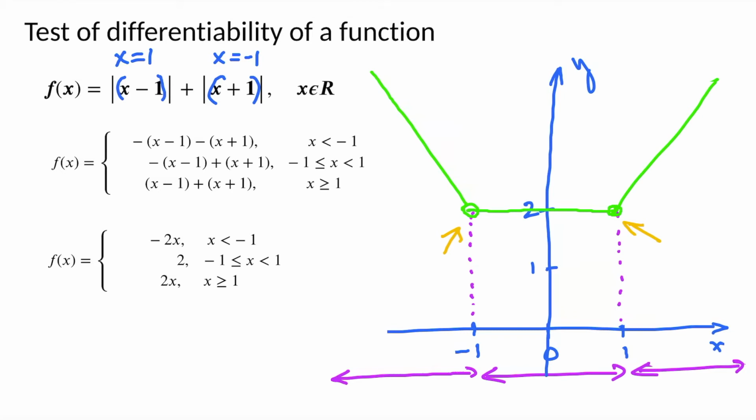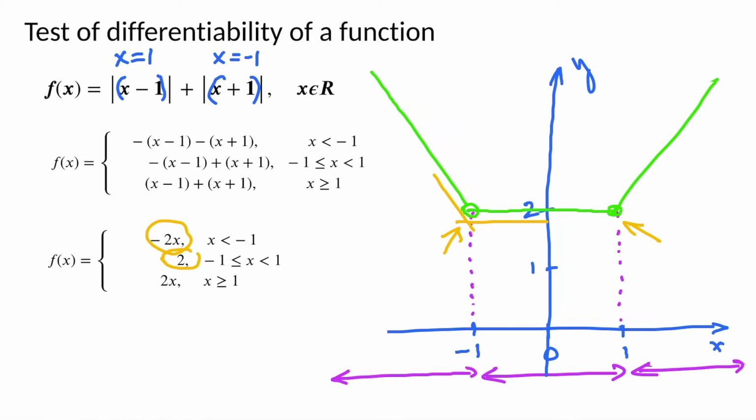Why do we say that? Because as we approach minus 1 from the left hand side, we get a slope of minus 2. That's what we have here, right? Whereas if we approach minus 1 from the right hand side, we get a horizontal flat slope of the tangent to this green curve, which is the slope of 0, which is the differential of this constant 2. So we have two different values of f prime x. So what we say is that f prime x does not exist at x equal to minus 1.